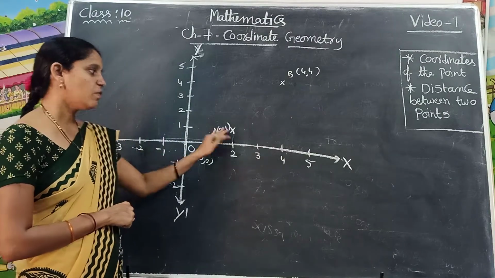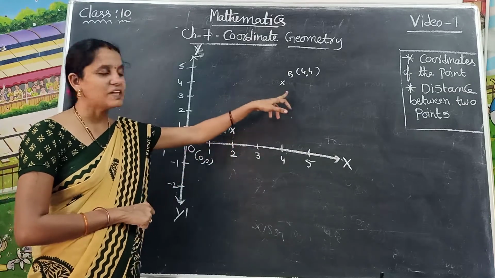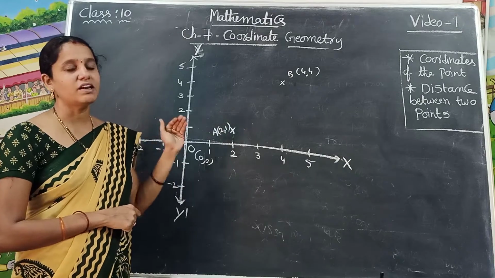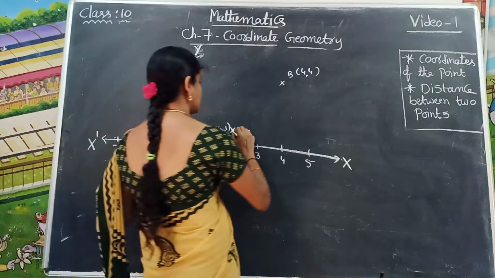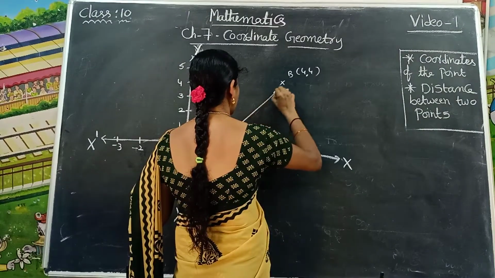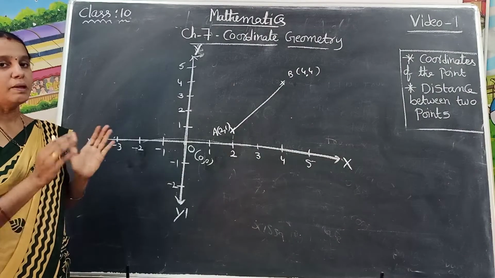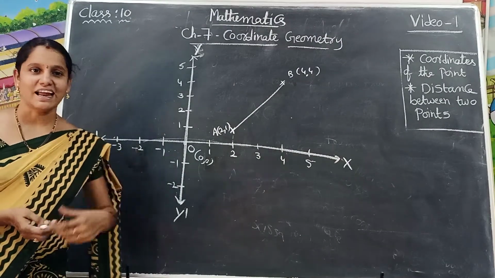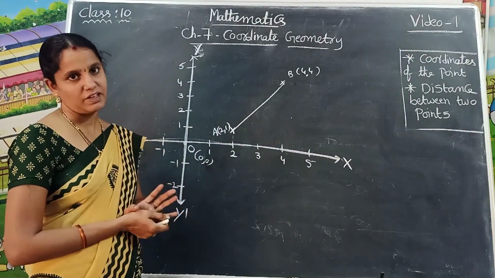Now suppose my home is at A and your home is at B. I want to find the distance between my home and your home. How to find it? We should not use a scale and measure the distance between the 2 points. That is not the correct way.